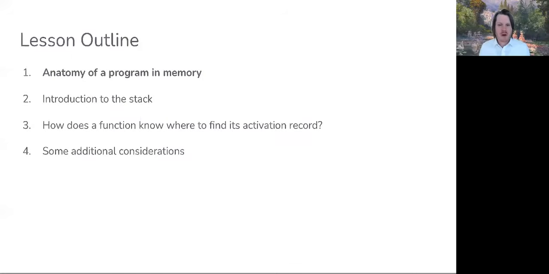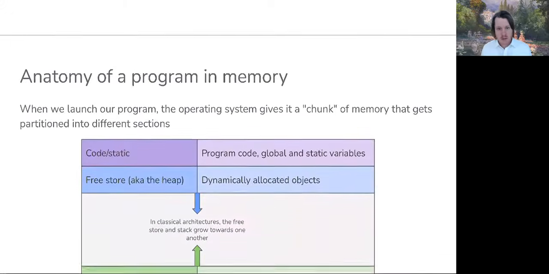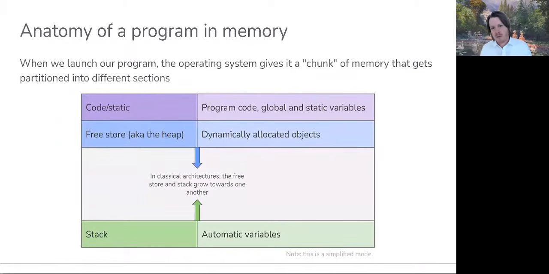Howdy and welcome back. So we'll go ahead and begin this lesson with a brief discussion of the anatomy of a program in memory. So after we've compiled our program and we've gone ahead and launched the executable, the operating system is going to give our program a chunk of memory, and that chunk of memory will be partitioned into a couple of different sections. Now we're going to introduce three sections. Some people decompose this further, but I think this is the proper level for where we currently are.